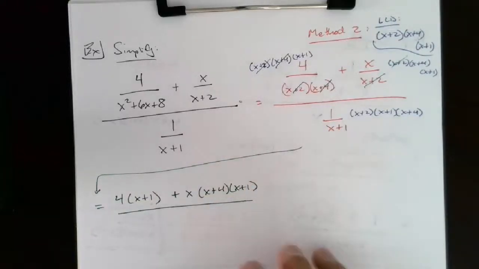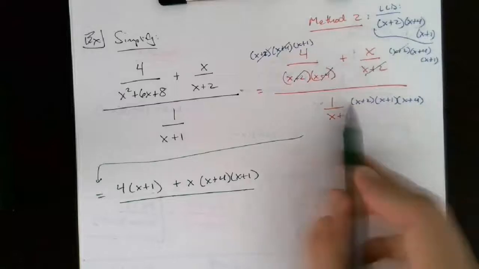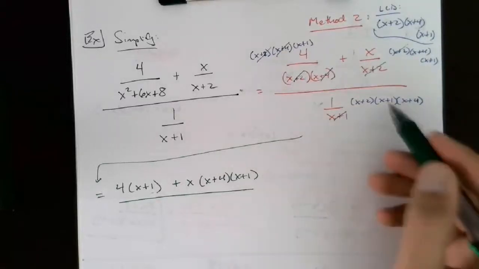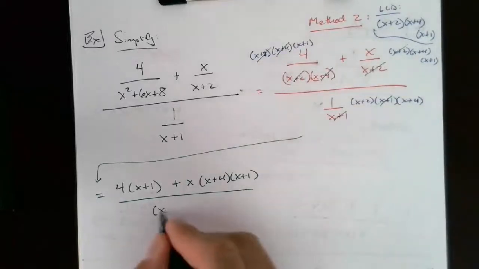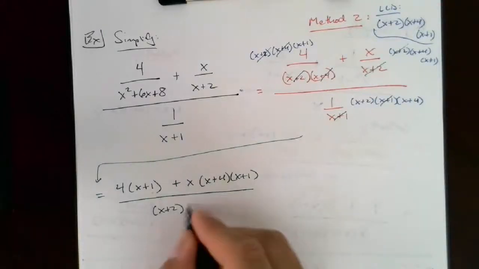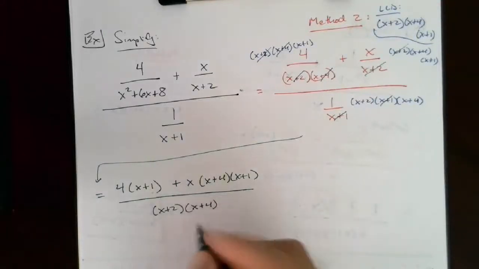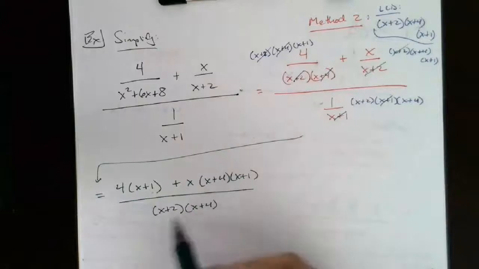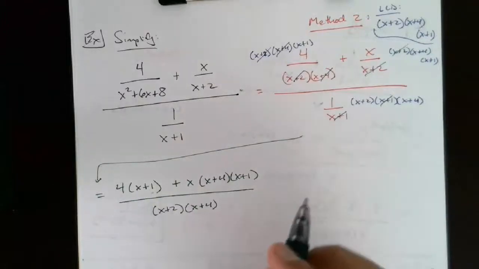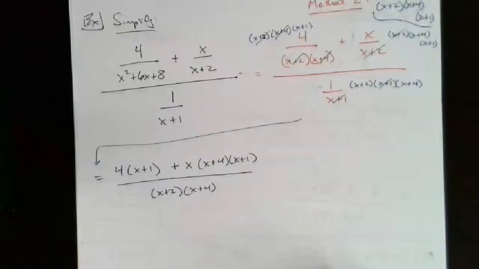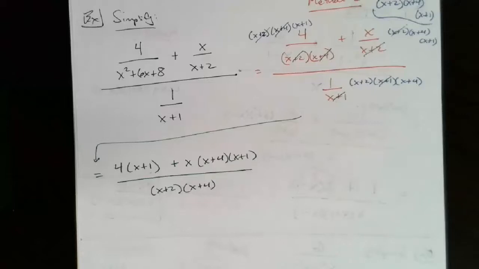Over, down the denominator, the x plus 1's cancel. So I'm left with x plus 2 times x plus 4. Really 1 times that, right? But 1 times that's just going to be itself. Now, once you're here, you want to simplify the numerator as much as possible. The easiest thing to do is if you have a common factor, to factor it out.